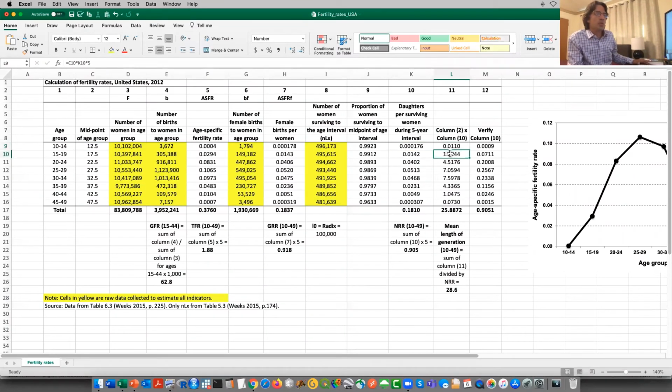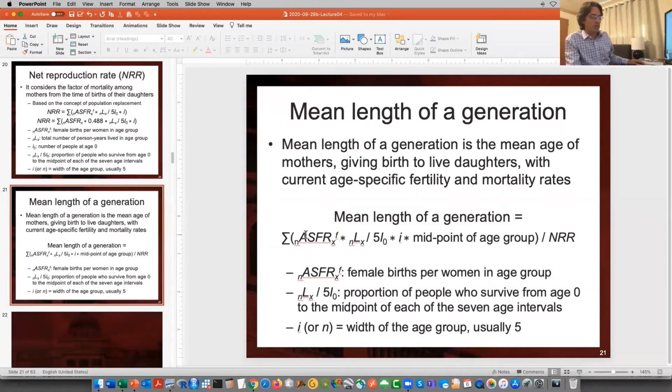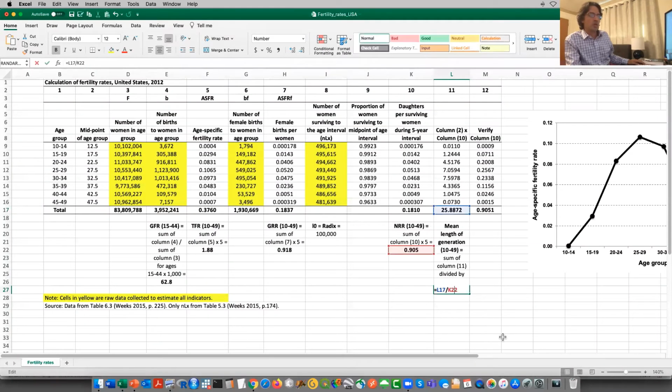And then you do that for all these age groups. You sum everything, and you get this number here. You have to still do one thing. Get this number here after you add everything, and you divide by the net reproduction rate. So what does this number mean?